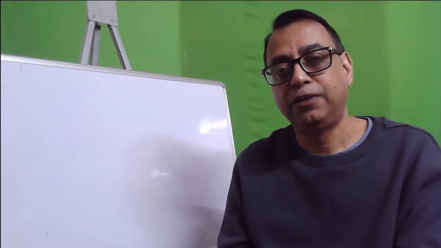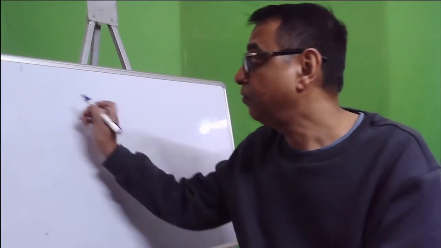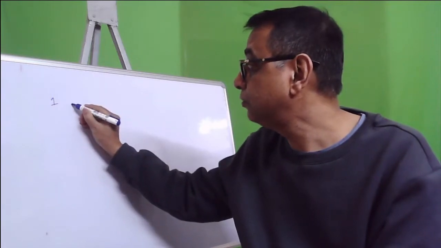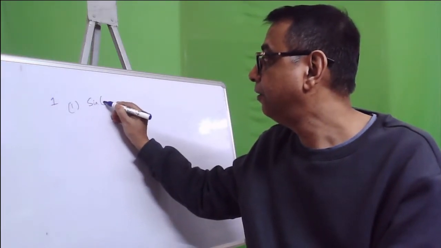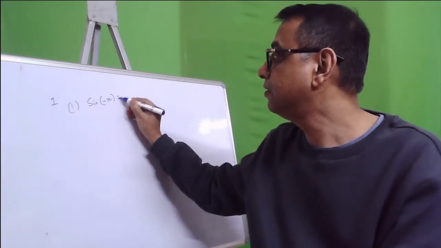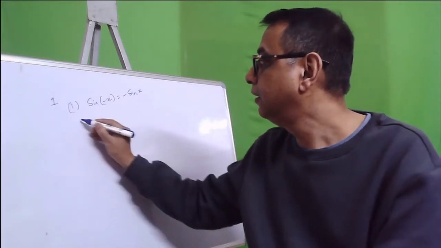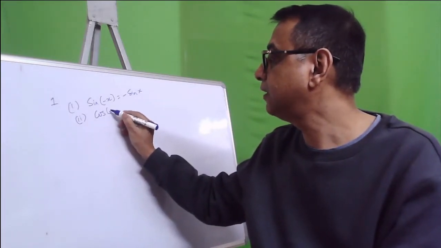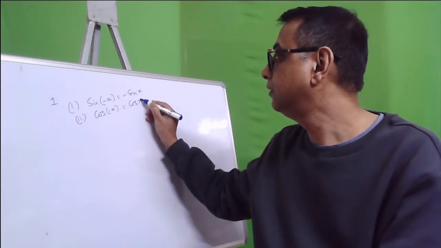So we have derived two trigonometric identities. One, in fact, has two subparts. One is sine of minus x is equal to minus sine x. And part 2 is cos of minus x is equal to cos x.